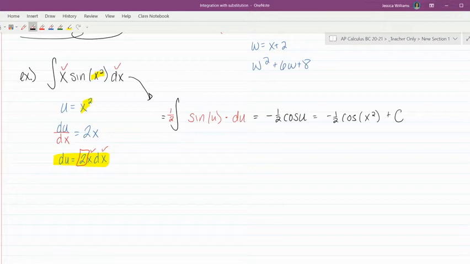That's it. That's u substitution. So since this is our first go round, let's go check our answer. And I check an integral by taking a derivative. So we're going to differentiate -1/2 cosine of x squared.